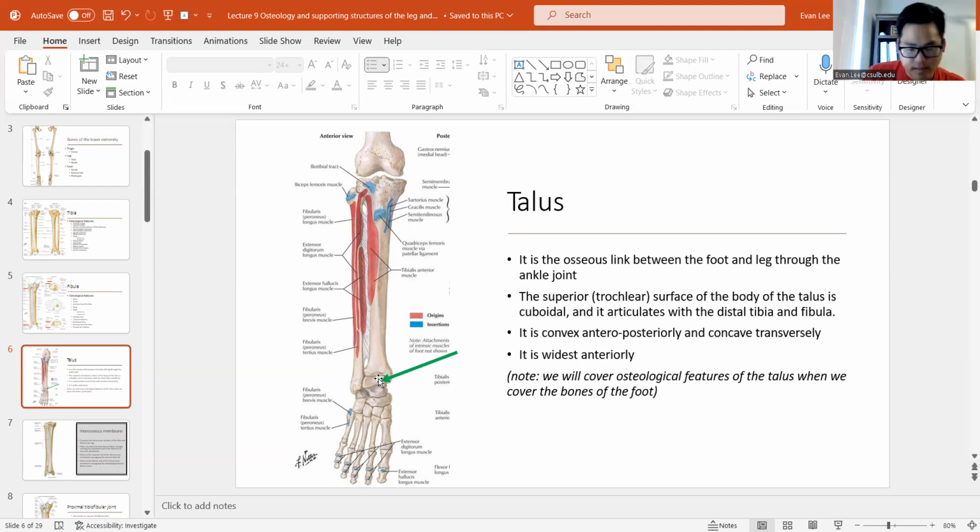So it does have a little bit of an arc or general shape to it. It's going to have that trochlea, but also it is a little bit more wide anteriorly, and it does have that smooth part on the top of the talus. So we'll talk more about the talus later when we go over the osteology of the foot and ankle.